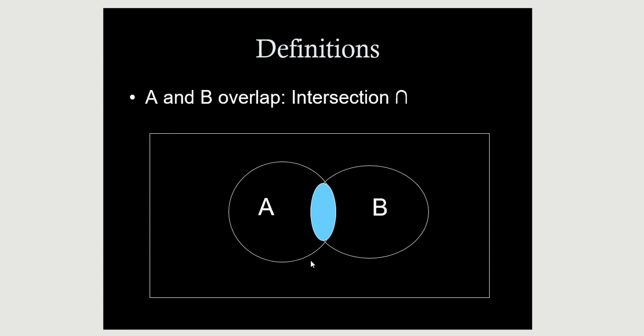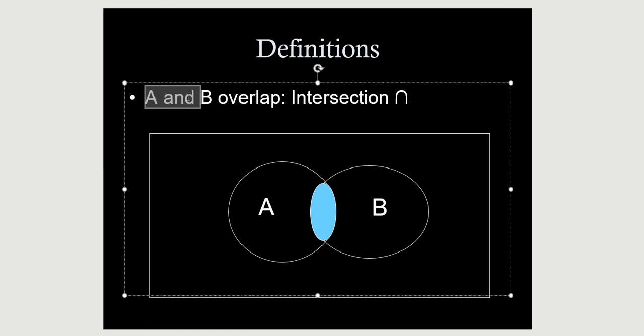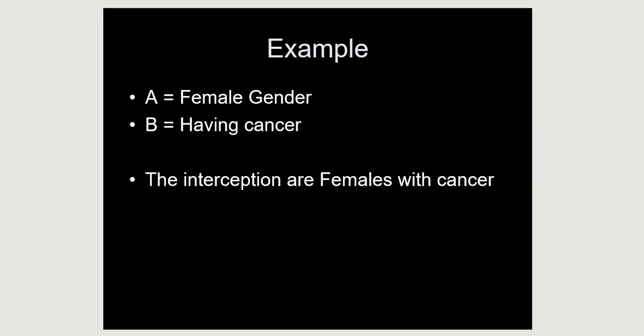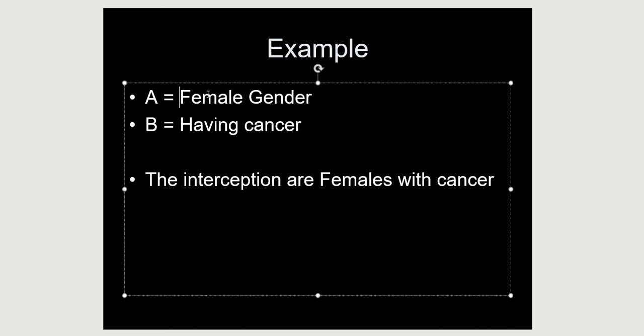Whereas if you have two events that do overlap, then the area where they overlap is called the intersection. These are the elements that belong to both A and B, and therefore we say A and B. Okay, so when we say A and B, we mean that both A and B are happening at the same time. Okay, so for example, female gender having cancer.